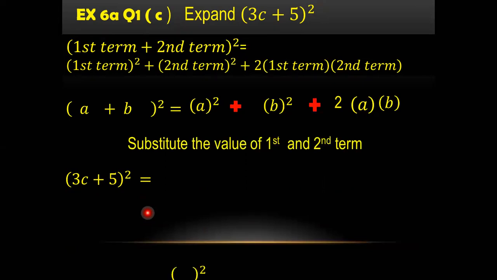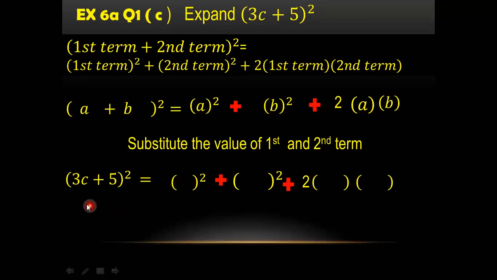First write down the blank slots and then fill them with the values. The first term is 3c, so the first term will be filled with 3c. The second term is 5, so it will be filled with 5. Here, 2 into the first term, 3c, and the second term, 5.